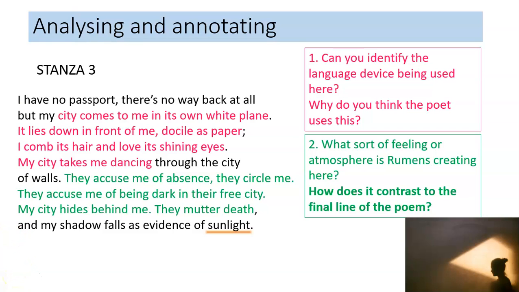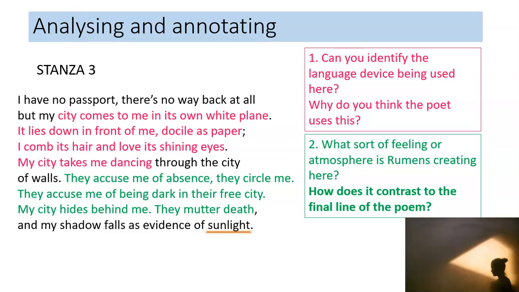Right, now that you've had a chance to jot down some ideas, looking back at the bit in pink, hopefully you notice straight away that she's using a lot of personification here. So when she talks about the city coming to her in a plain, lying down, how she combs its hair, the dancing, these are all things that we'd expect human beings to be doing. The city cannot literally do those things.